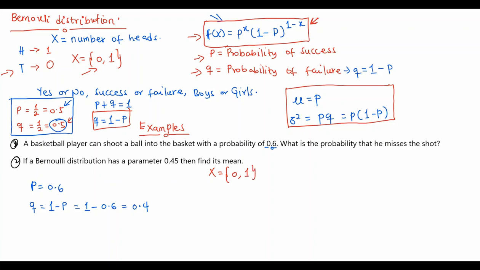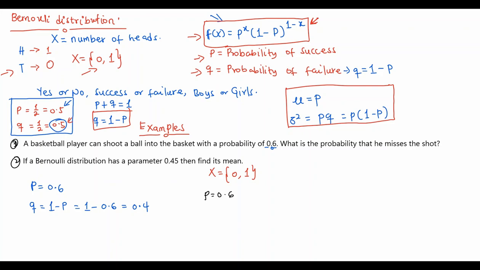Those are the possible values that x can take if our main focus is the basketball player scoring. It's either success or failure. If the basketball player is able to score, that is success, and you give 1 to that. If the basketball player is not able to score, that is failure, and you give 0 to that. But we already know that the probability of success is 0.6, which means our p is 0.6.